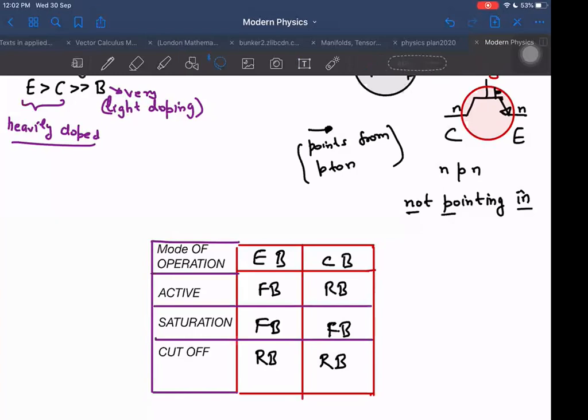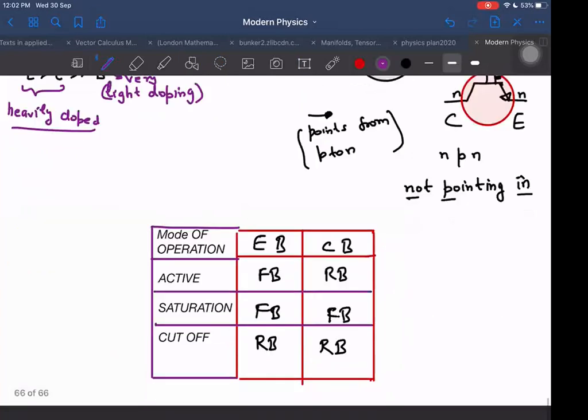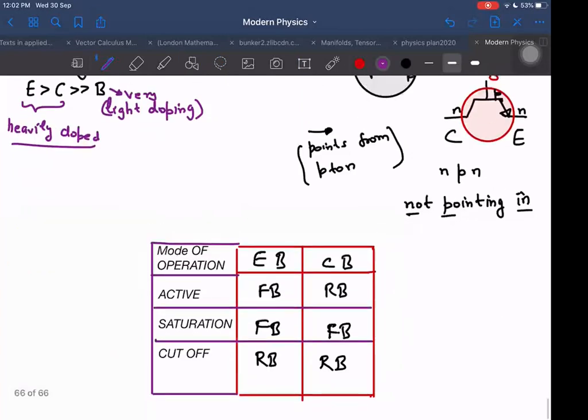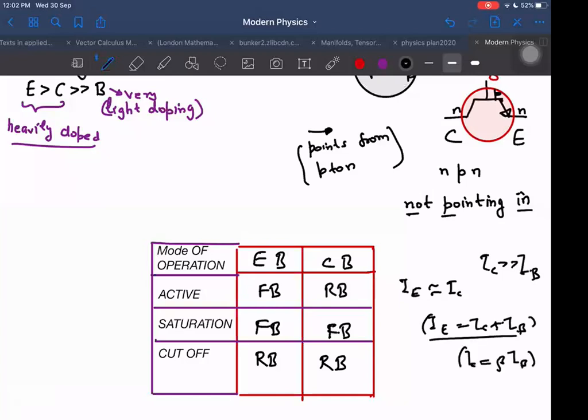Cutoff mode and saturation mode we understand already. Active mode of operation is what is important for us here. One might think the current will flow with no current in the collector to base, but that doesn't happen. Actually, what happens? Let me tell you. Emitter current will be much larger than base current, and IE will be equal to IC plus IB if you want to be exact.